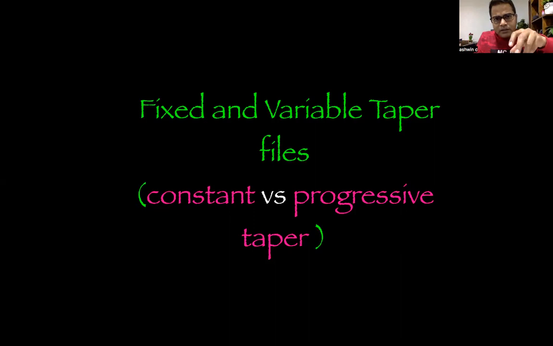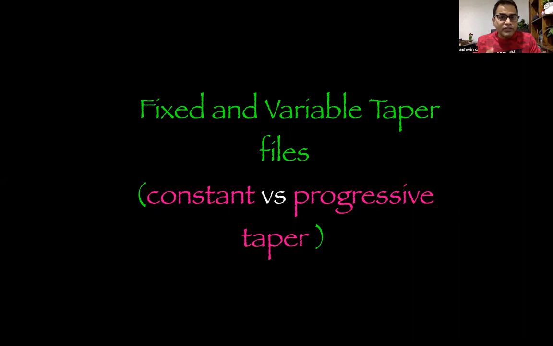Where will you use the stiffer file? Where will you use the bulkier file? Where you require to overcome the resistance. Where is the maximum resistance in the canal? It is in the coronal part. Why? The coronal part has the maximum of pulp. It has the maximum of pulp stones. It has the dentinal triangle. It has fibrosed pulp. So all the resistance is maximum in the coronal part.